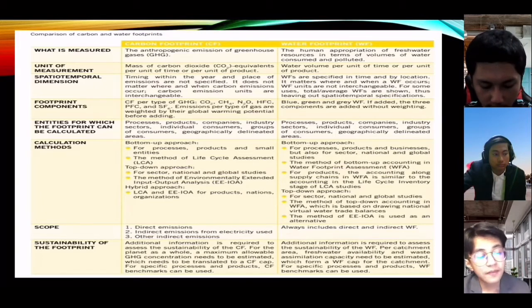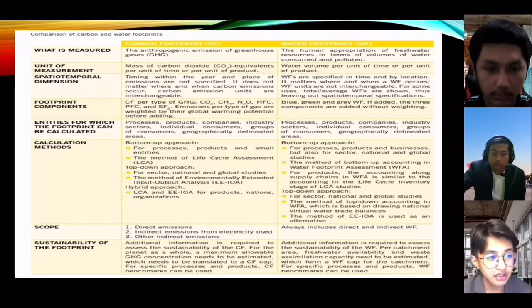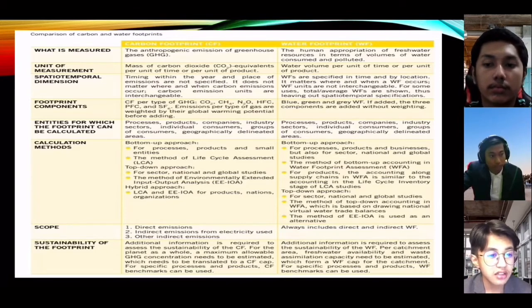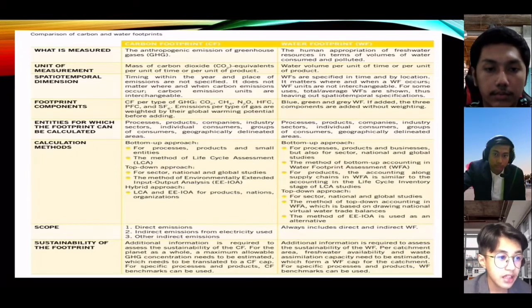Scope. Carbon footprint: first, direct emission. Second, indirect emission from electricity use. Third, other indirect emission. Water footprint: always include direct and indirect water footprint.